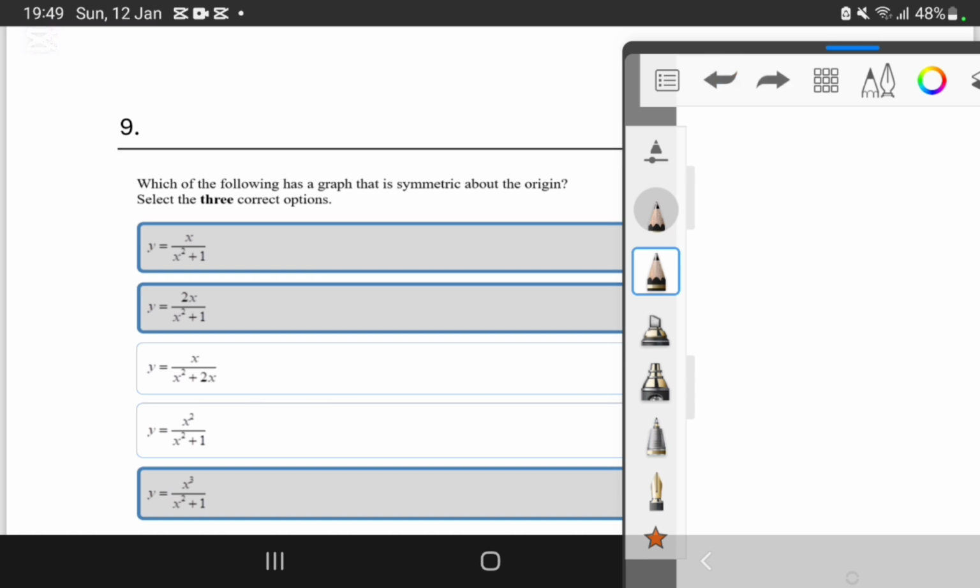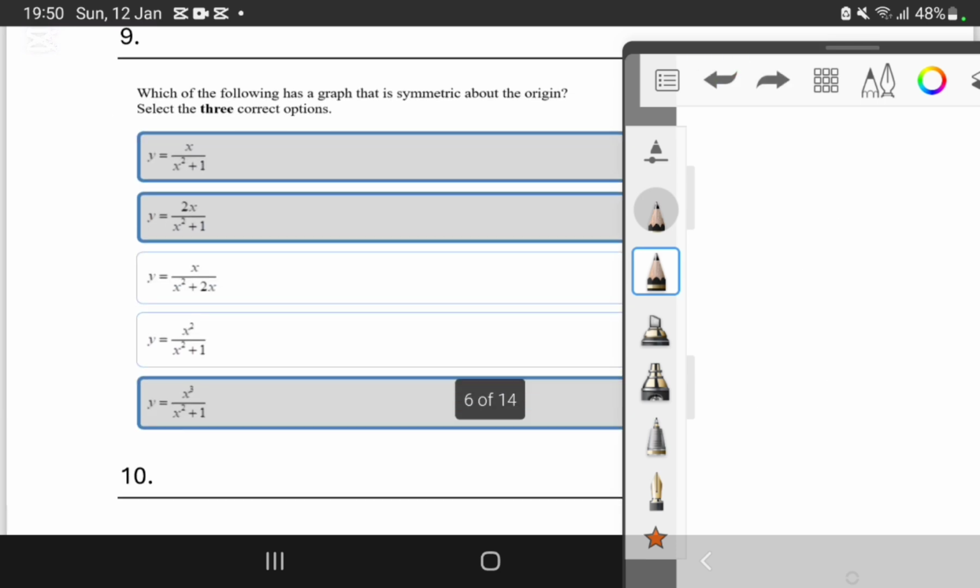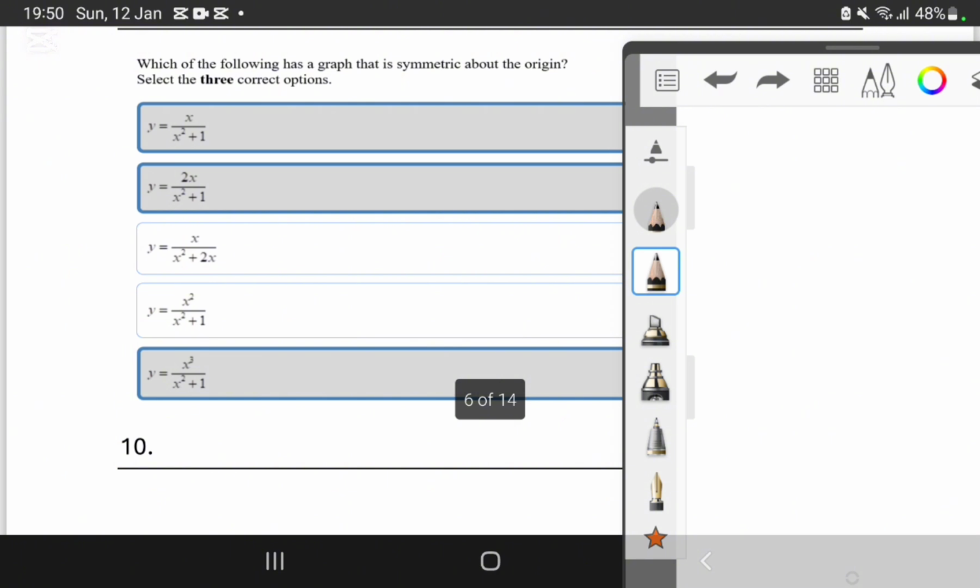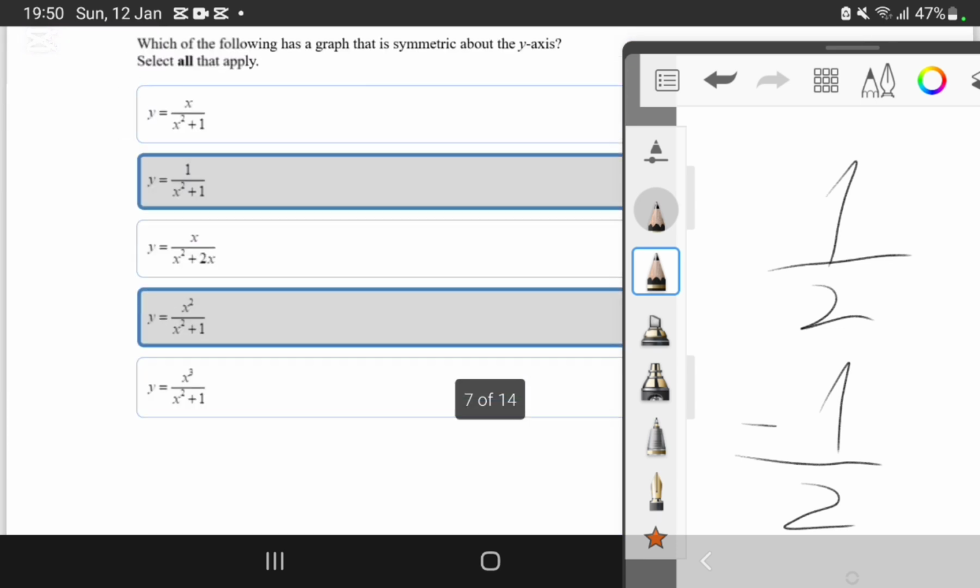And then for the second one, we do the same thing. It will be 2 over 2, which is equal to 1. And if we substitute by negative 1, we'll just get negative 1. And for the last one, we do the same thing. We get 1 over 2, and if we substitute by negative 1, we'll get negative 1 over 2.